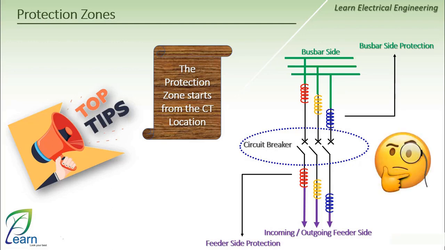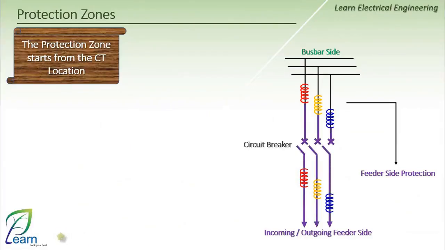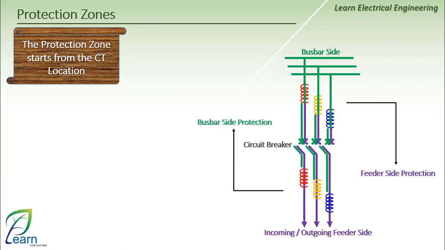So what will we do? We will use the CT at the bus bar side for feeder protection, and thus this area will be the protection zone for the feeder. As for the CT at the feeder side, we will use it for bus bar protection, and thus this area will be the protection zone for the bus bar.